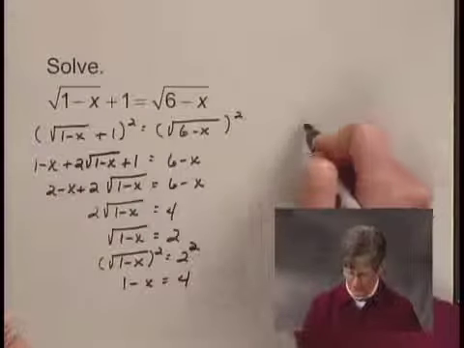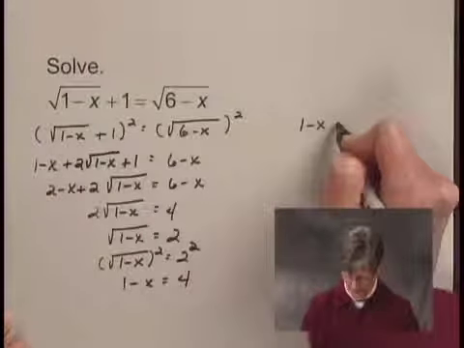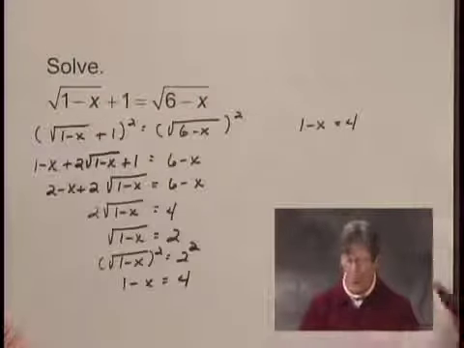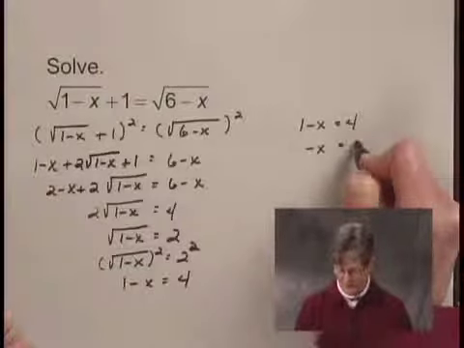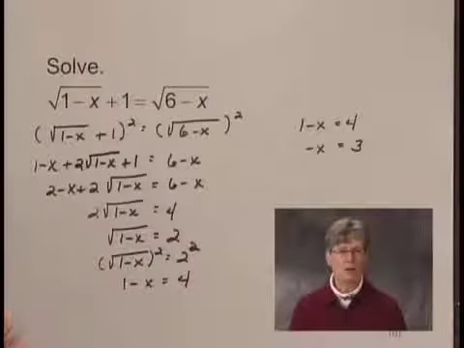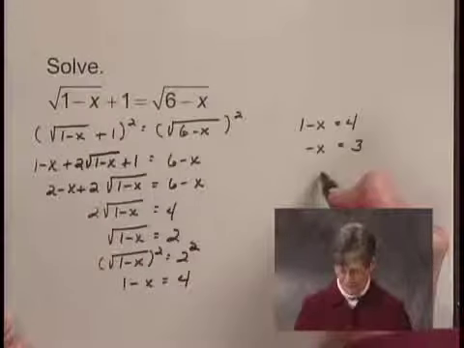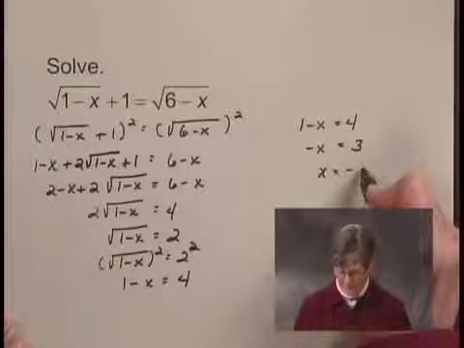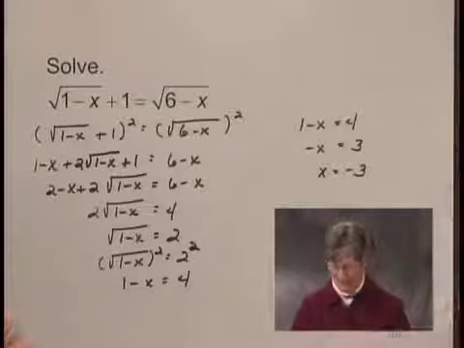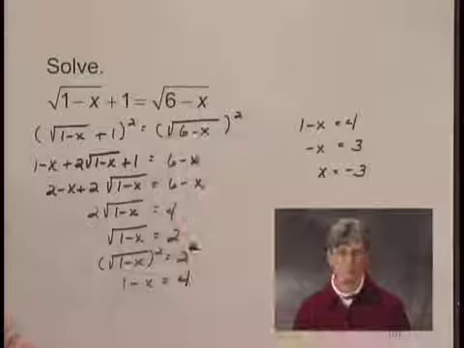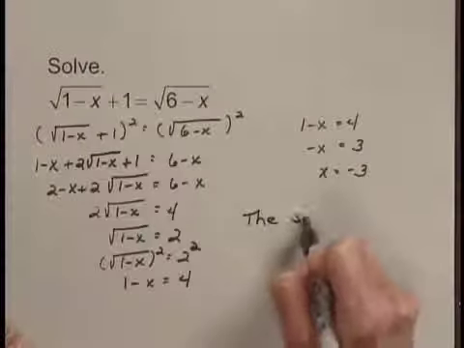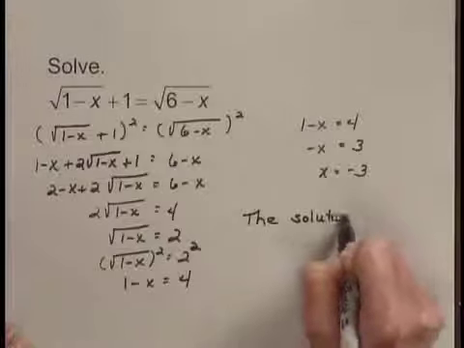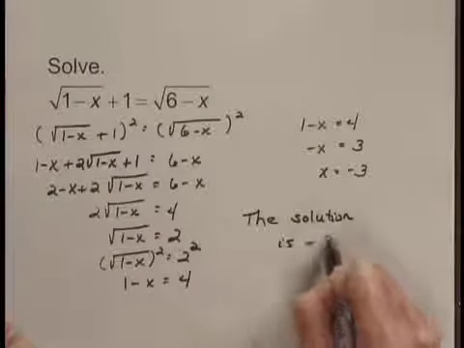And let's go up here. The last line we had is 1 minus x equals 4. I'm going to subtract 1 on both sides, so I'll have the opposite of x equals 3. And now I'm going to multiply both sides by negative 1 to solve for x, and I get x equals negative 3. And if we check negative 3 in the original equation, we find that it is a solution. So we say the solution is negative 3.